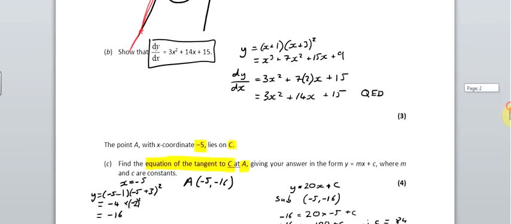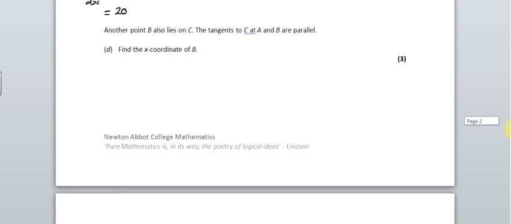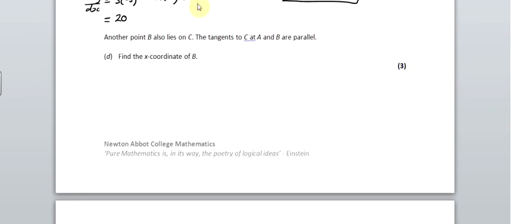Now, the clue to this is the fact that the gradient there must also be 20. So there's got to be two places on C where the gradient's 20. So we can use our gradient function, so we know that dy by dx is equal to 20. But we also know that dy by dx is 3x squared plus 14x plus 15, so that must equal 20. And then we rearrange it.